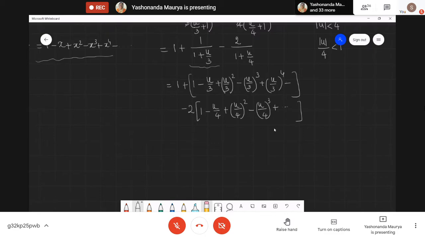If you want, you can club the coefficients of various powers of u. So you can write down an expression which contains the coefficient of u, then the u square coefficient, then the u cube coefficient and so on. Okay, is this part clear? And finally, this is the expansion where u is equal to z minus 1.